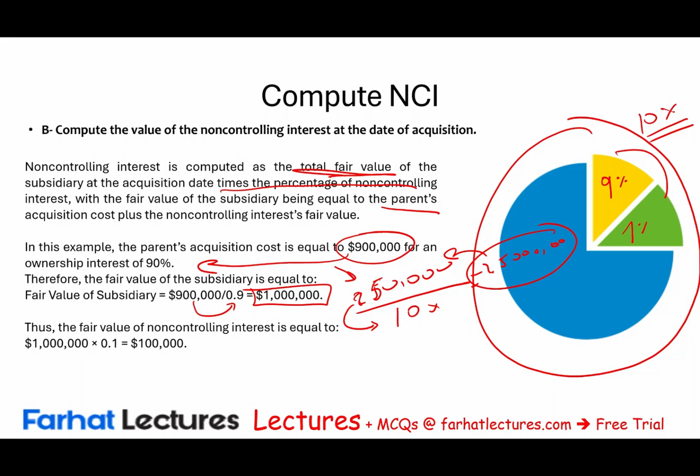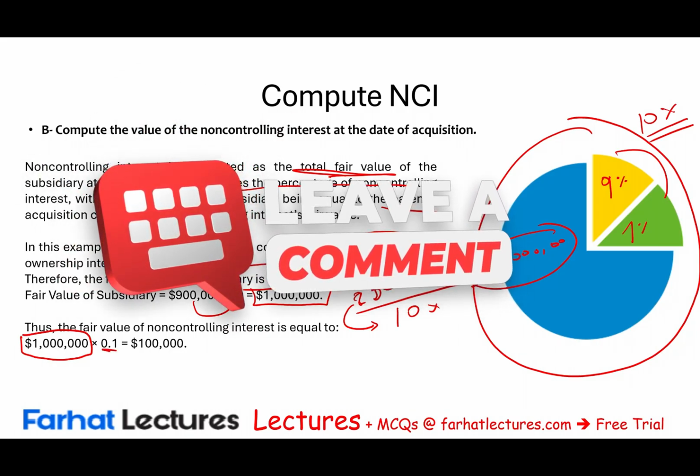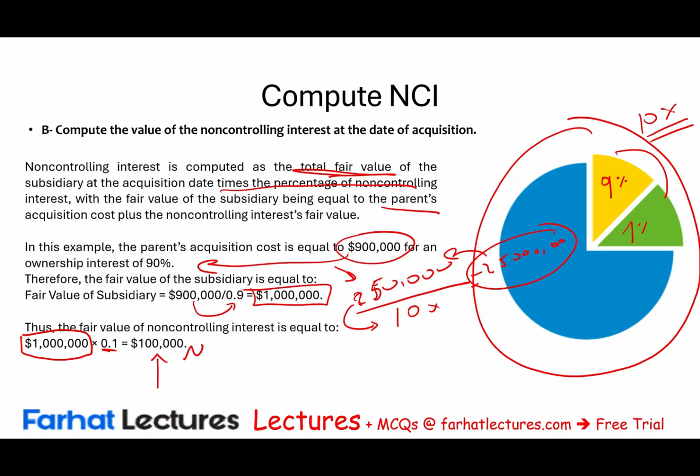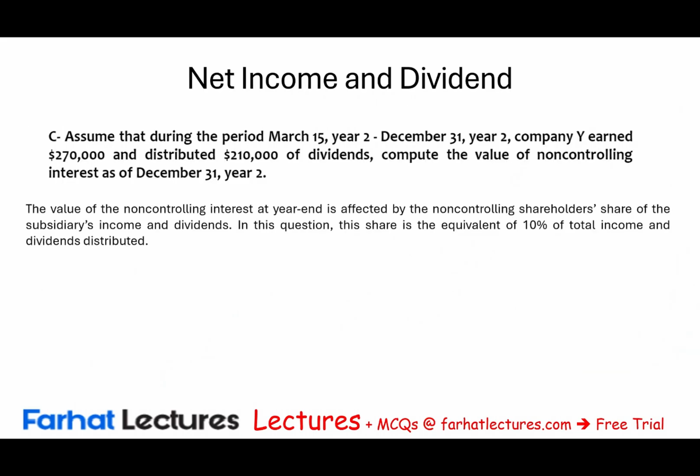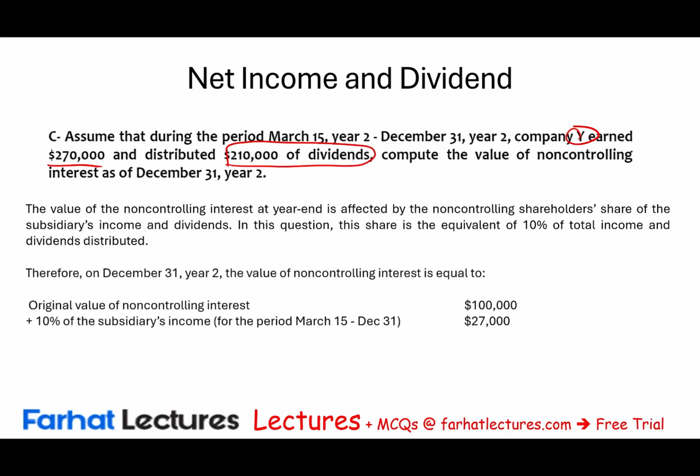So the fair value of the total company is $1 million. The non-controlling interest owns 10%, so that's $100,000. Now what do we do with this $100,000? It's a new line on the balance sheet under the equity section. And what's going to happen to this $100,000? It's going to go up and it's going to go down as the subsidiary earns income. We're going to see that they earned 270 and distributed 210 in dividends. At the end of the year, we take 270,000 in net income times 10%, and we increase the NCI by 27,000.